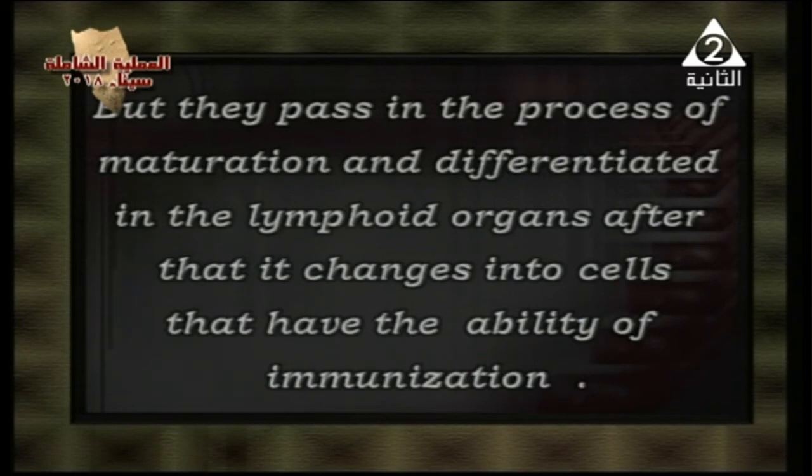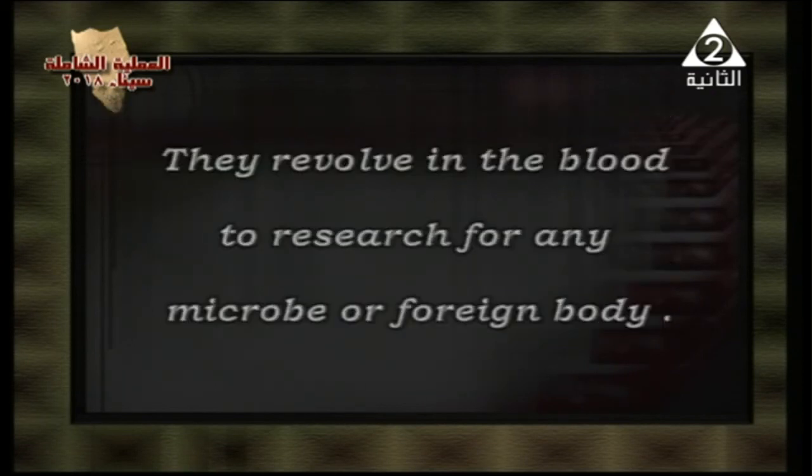So at the beginning of the formation of these cells, they don't have any kind of immunity, but after that there are two processes. One of them is maturation, growing up, and after that differentiation. It means what? They become more specialized for a specific pathogen. After that they gain the ability of immunization, and they also circulate in the blood for what? Searching for any microbes or foreign bodies. So they don't stay in the same place, but circulate with the blood circulation, searching for microbes or any foreign body to attack it and destroy it from the body.